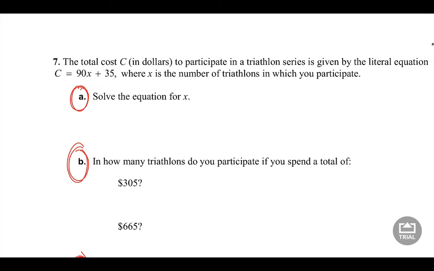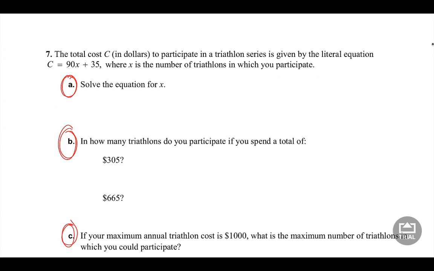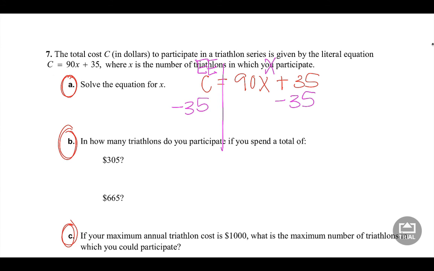Okay, down here, total cost C in dollars to participate in a triathlon series is given by the literal equation C equals 90x plus 35, where x is the number of triathlons in which you participate. So first A says just solve for x. So I've got C equals 90x plus 35. You're going to be doing the same thing you've been doing. Draw your line. We're going to have x side, EE side, and solve. Hint, you're going to start by subtracting 35 from both sides. Okay, keep going. You got to keep solving. Get x equals something else.